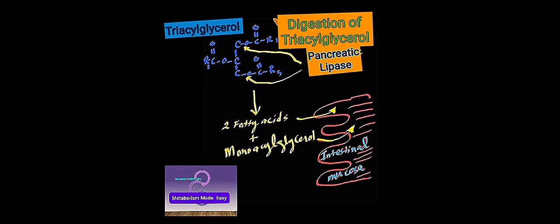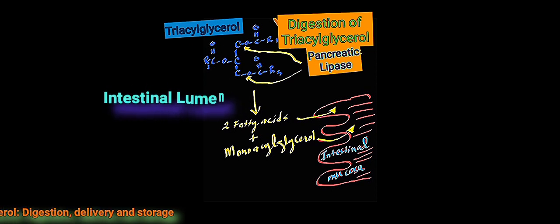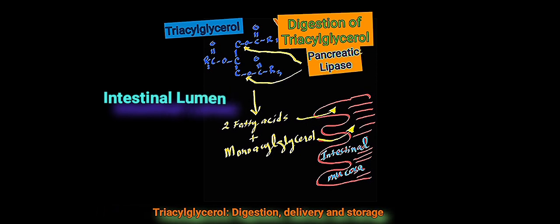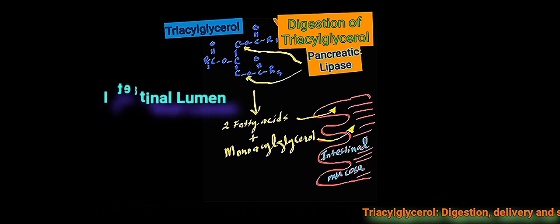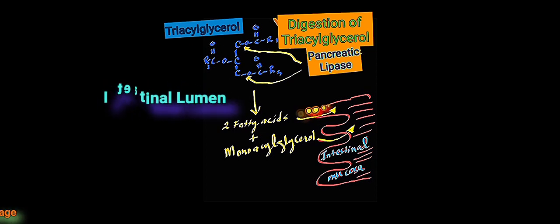Pancreatic lipase in the small intestine is the principal enzyme that will break down triacylglycerol to produce monoacylglycerol and two fatty acids. The latter, smaller molecules derived from triacylglycerol, can now be absorbed by the intestinal mucosa.